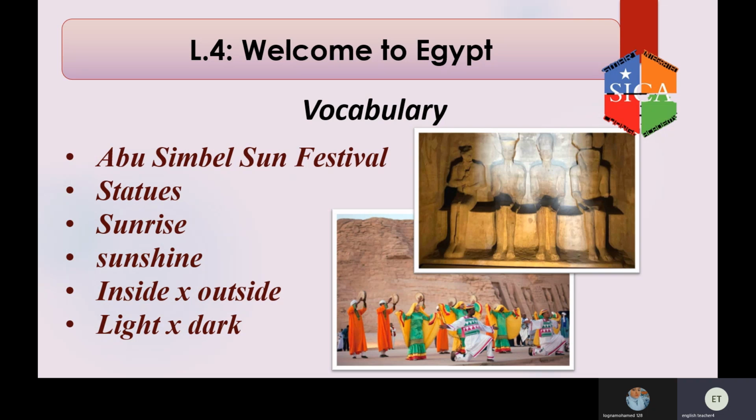And here in Lesson 4, we have two texts. This is the vocab for the first text, and here we have the vocab for the second text. It's about the Abu Simbel Sound Festival. Do you know Abu Simbel Temple? Yeah. Okay, so we have a festival, the Sound Festival, which is at sunrise, in this temple. And we will learn about it in the text, okay?